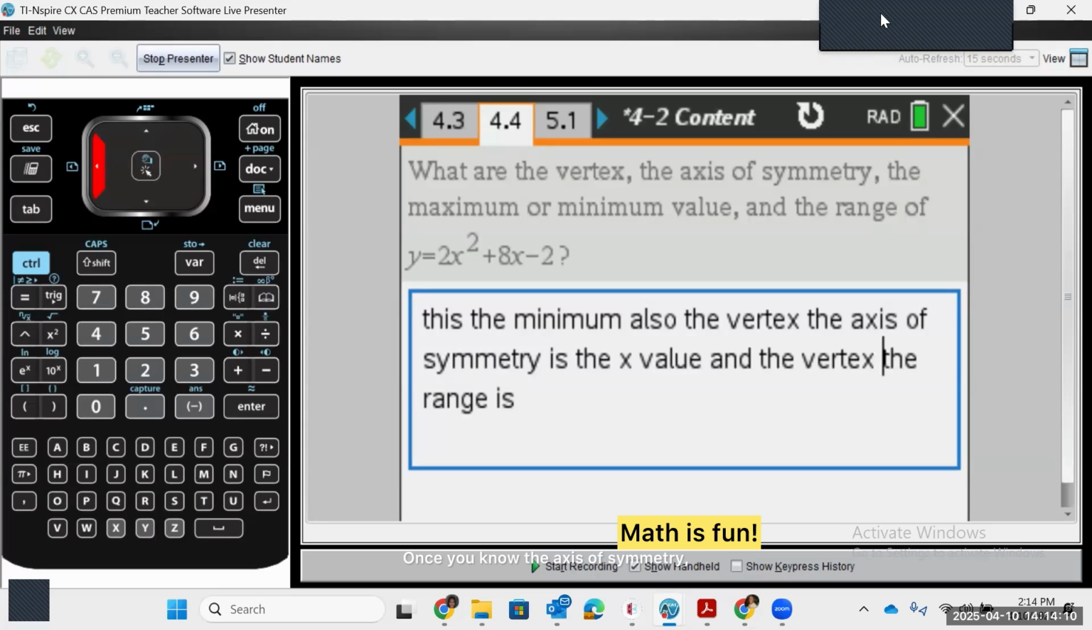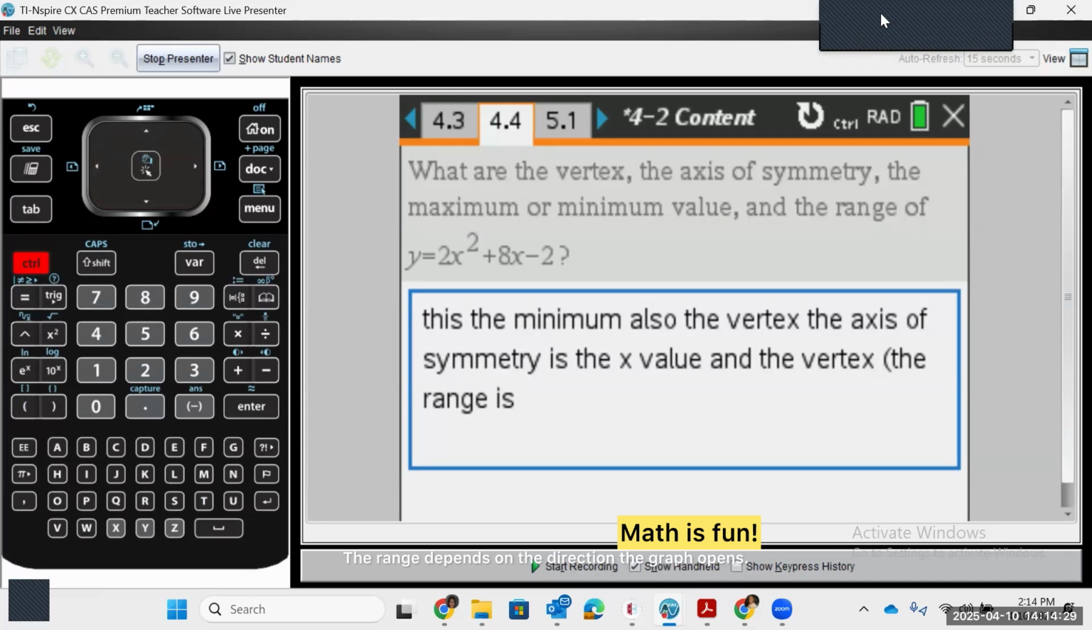Once you know the axis of symmetry, plug that value into the equation to find the vertex. That's how you move from standard to vertex form using logic and structure. If you feel stuck, that's okay. Growth comes from challenge. Keep going, you're building accuracy and resilience.